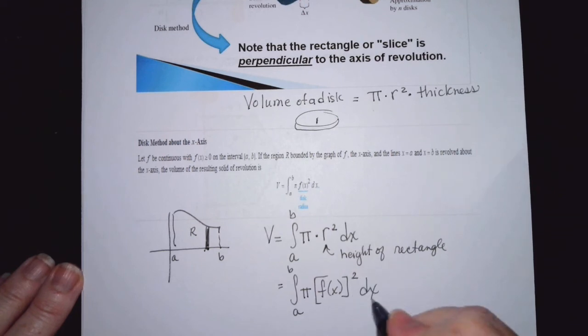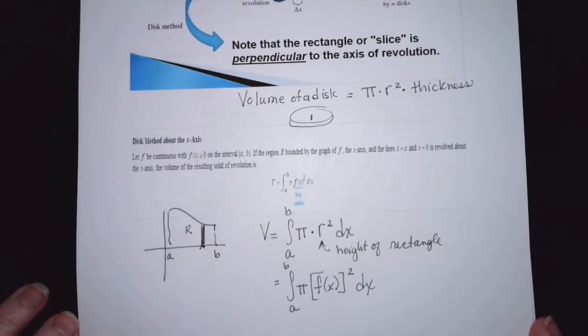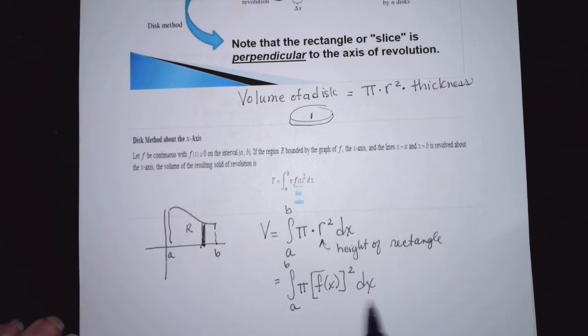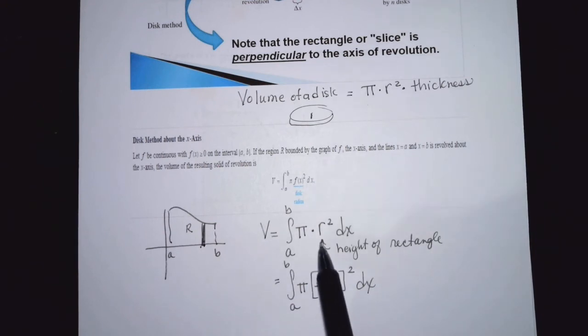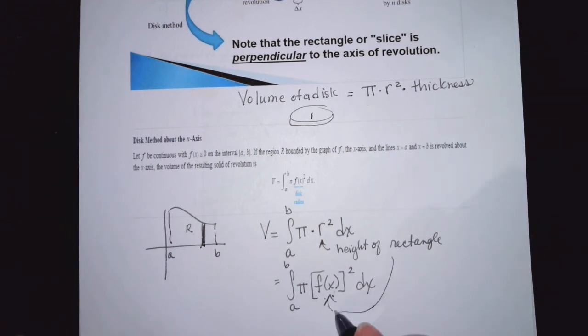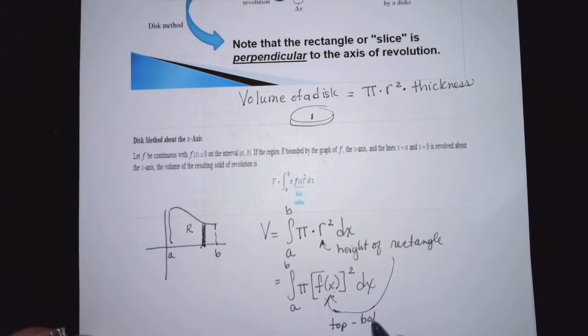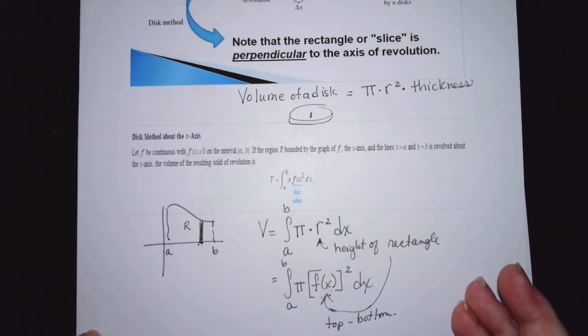squared times the thickness. Now this does translate similarly to functions of y, and we'll see some of those here in a minute. I don't want you to get so stuck on it being f of x, because the region could lie below the x-axis, in which case you need to think about this as the radius, or the height of the rectangles. So it would still be top minus bottom. Okay? Questions so far?